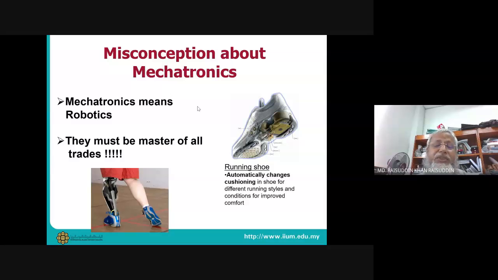It has been there in manufacturing processes for years, and it has been improving a lot because of the mechatronics way of designing. And if you look at the design of this running shoe, it gives minimum stress on the body, and the runner will be able to run faster. So this is not a robot, this is mechatronics stuff.